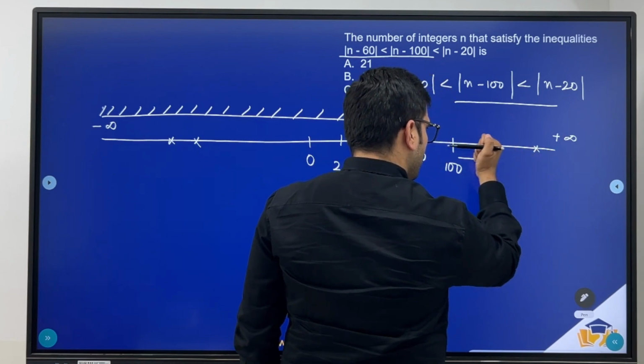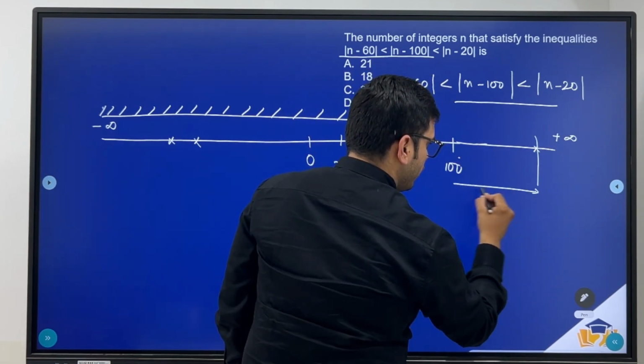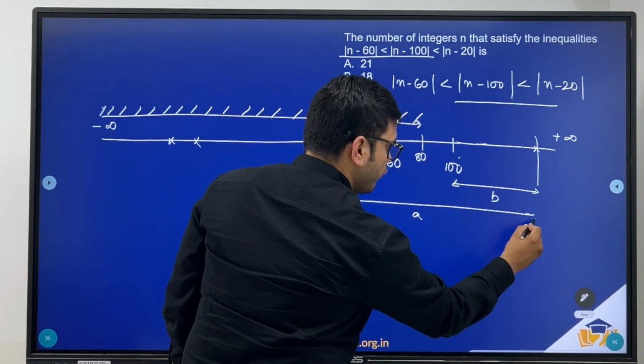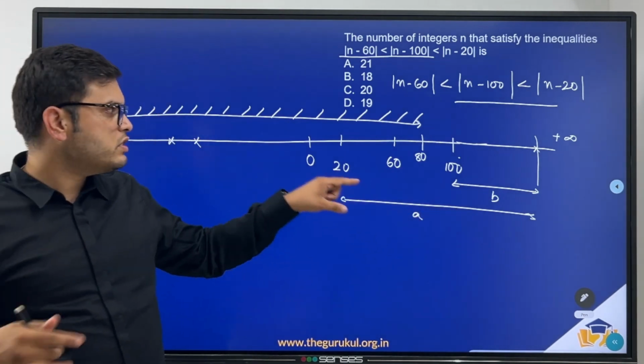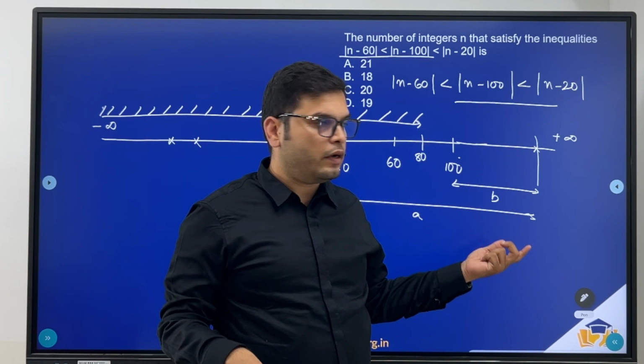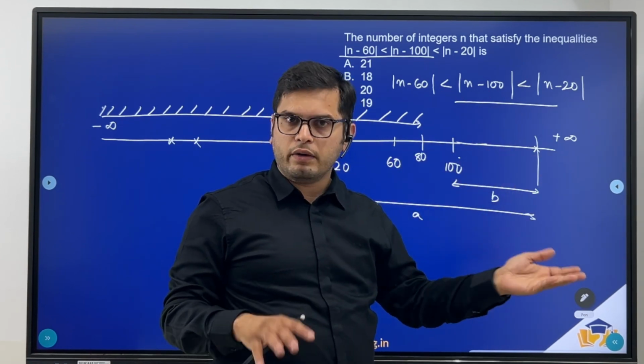Let me take the value here. Okay, this point. Now if this is b, this would be a. So we have a greater than b. So the distance between these two points is greater than the distance between these two, right? So this inequality is satisfied for all the values greater than 100, right?